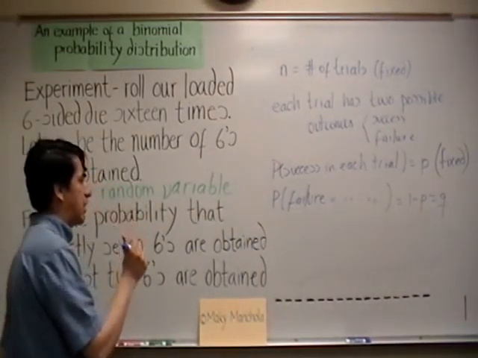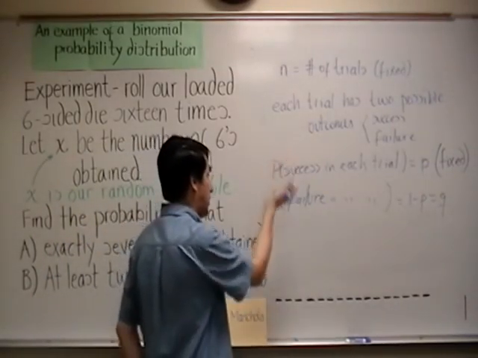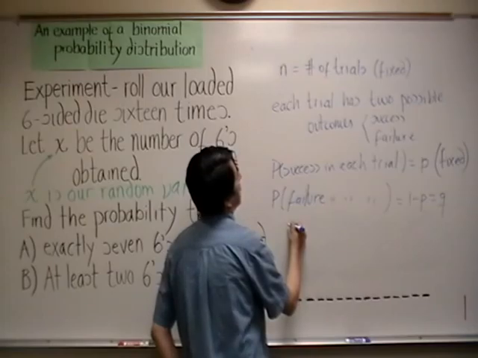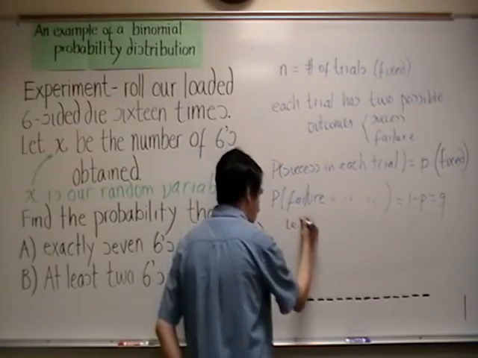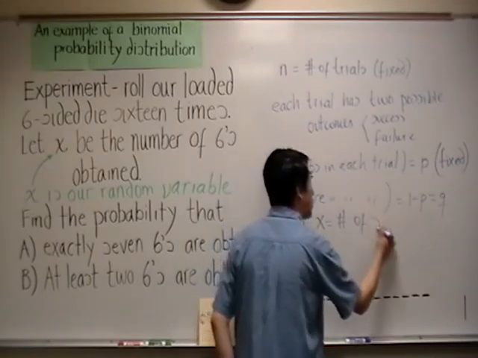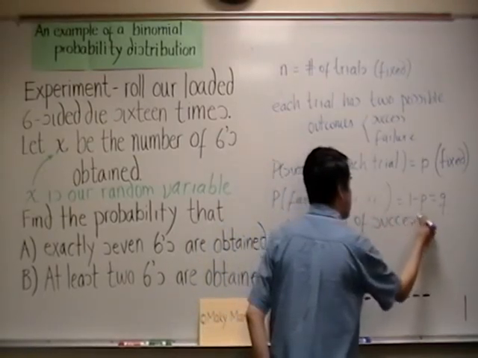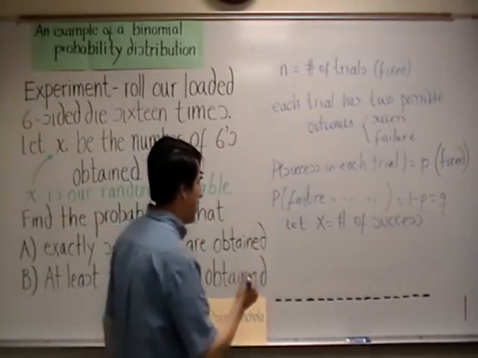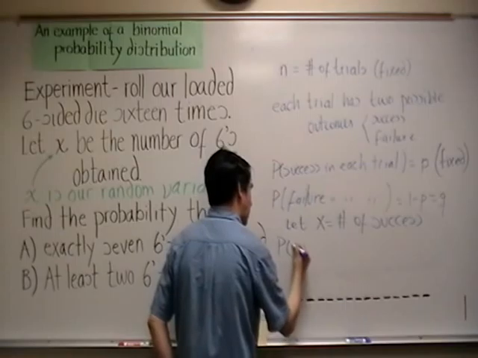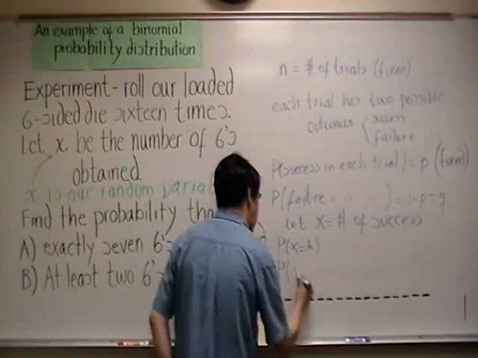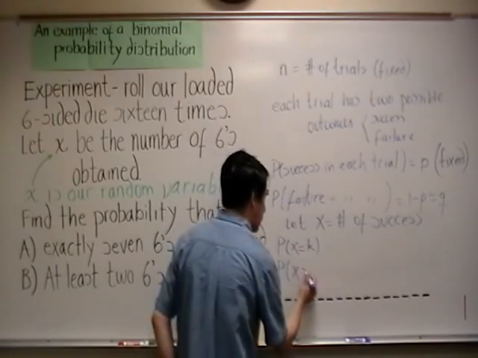Alright, so let's consider the following two questions within this context. If we let X be the number of successes in these n trials, what is the probability that X equals k? And let's also express the probability that X is greater than or equal to k.